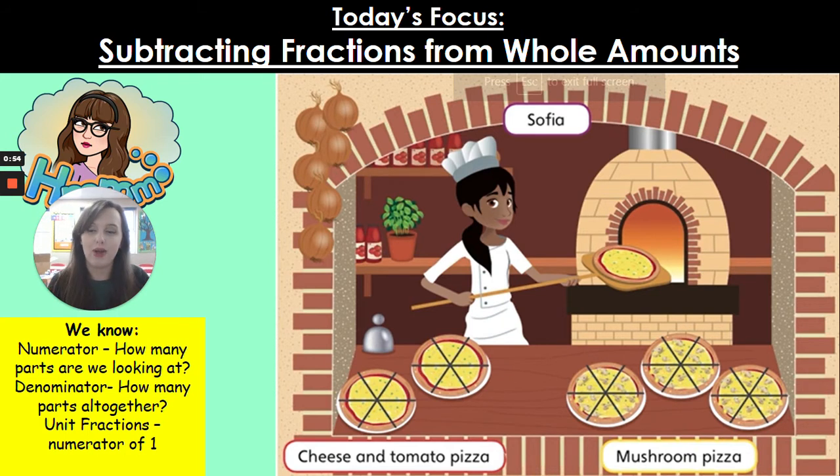And to start us off, we have the lovely Sophia here, and Sophia is working in a pizza oven. She's currently baking 2 different kinds of pizzas. We've got cheese and tomato pizza, my personal favourite, and mushroom pizza. Now there's lots going on in this picture.